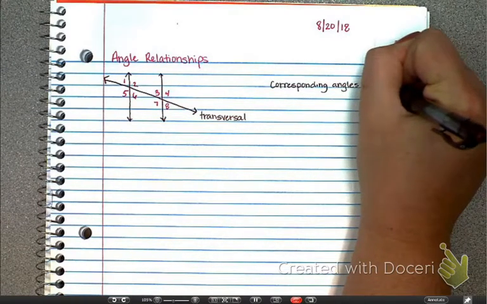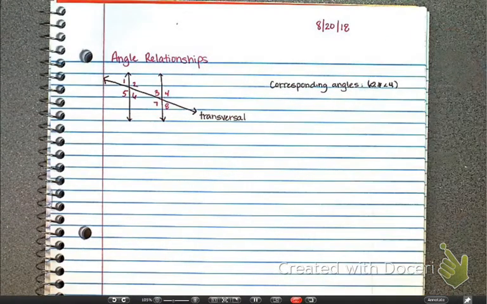Always making sure you wait. Okay, so angle 2 and angle 4 would be corresponding angles. That's an angle symbol. Sorry, I squished it in. That's my bad. So it's angle 2 and angle 4. There are other corresponding angles, which are 1 and 3, 6 and 8, 5 and 7.